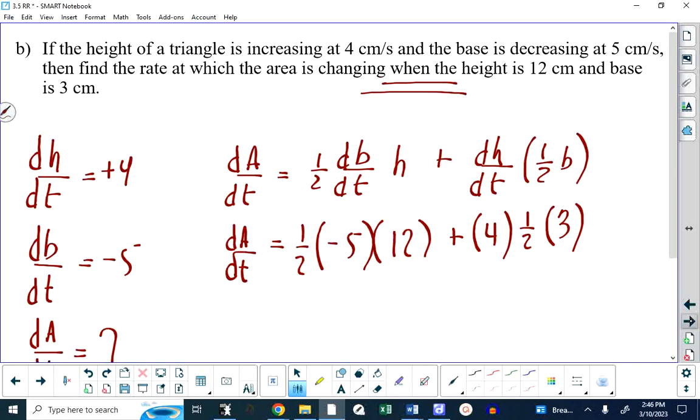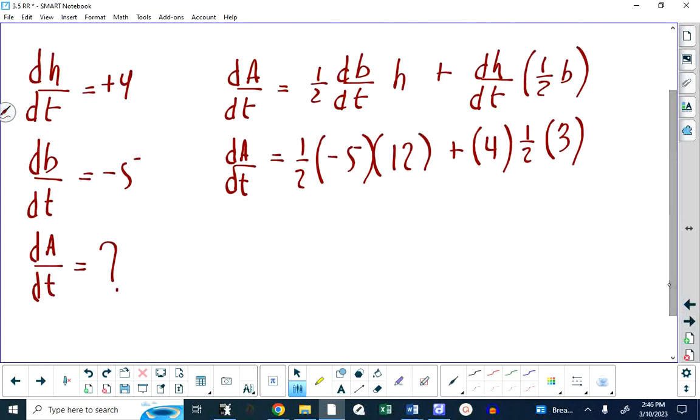I want to say -24. A few people nodding. So dA/dt is -24. It's a rate of change of area, centimeters squared per second.